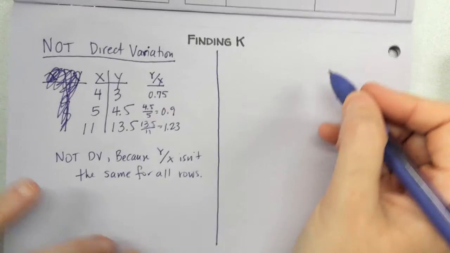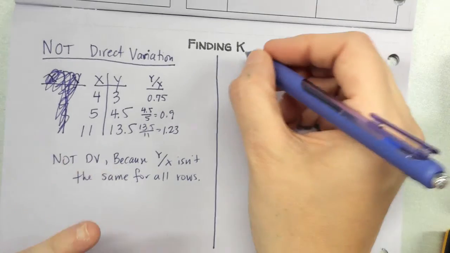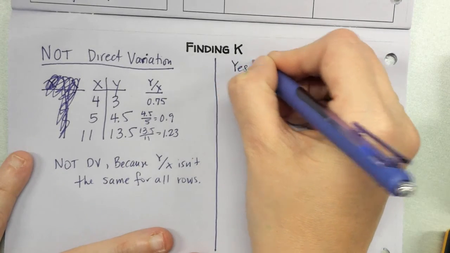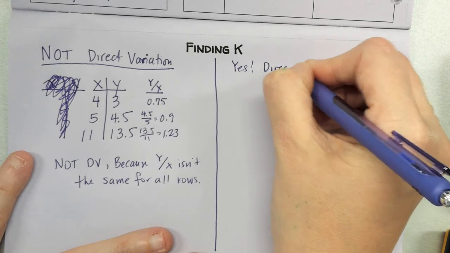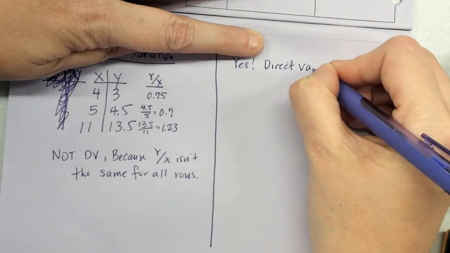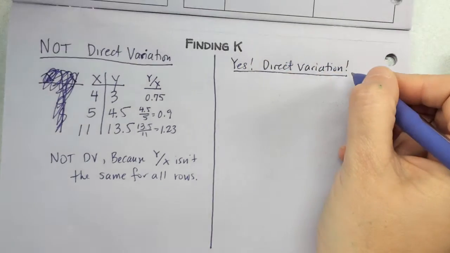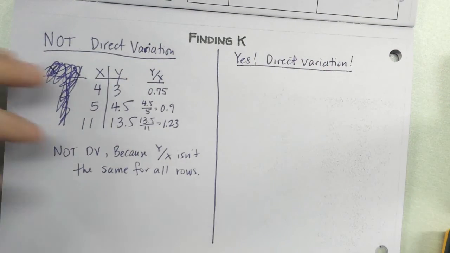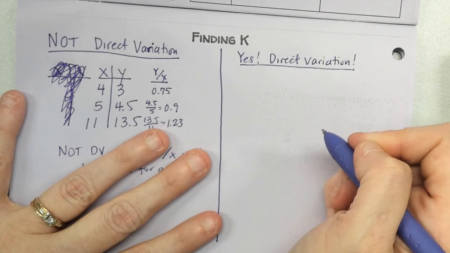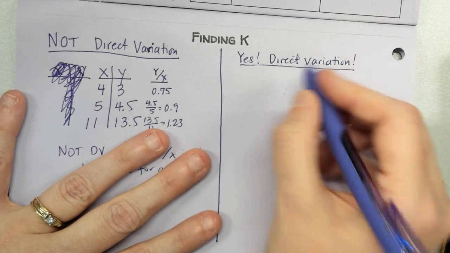Okay, so now let's look at this example. So this one, yes, exclamation point. Direct variation. You don't have to put exclamation points. I'm just really excited about it. As you can tell from the tone of my voice. I'm just really excited. Just kidding.